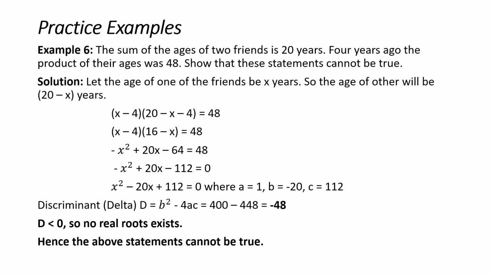Now we just simplify this equation. We get minus x square plus 20x minus 112 is equal to 0, or we can write it as x square minus 20x plus 112 is equal to 0. Compare with ax square plus bx plus c. So a is 1, b is minus 20, c is 112. We find D, which is b square minus 4ac. So we get D as minus 48. Now remember, if D is less than 0, we have seen that no real root exists. That means the above statements cannot be true.